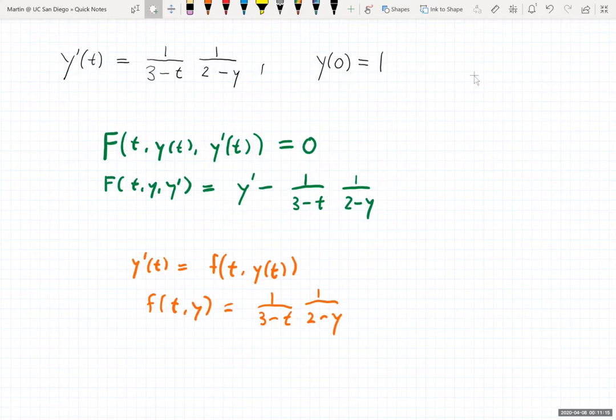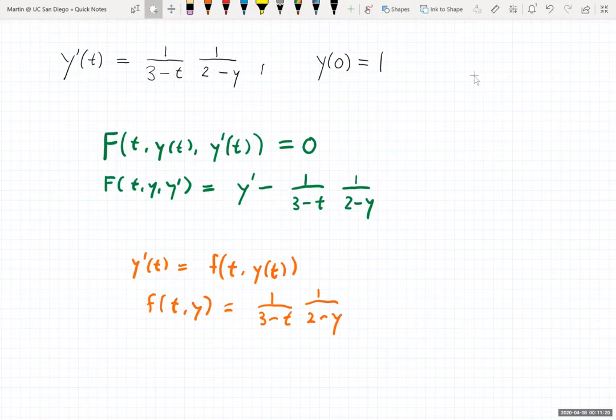I figured I might discuss another ordinary differential equation. So let's take a look at the following ordinary differential equation, namely y prime of t equal 1 over 3 minus t multiplied with 1 over 2 minus y, together with the initial condition y naught equal 1. So this is a first order differential equation.